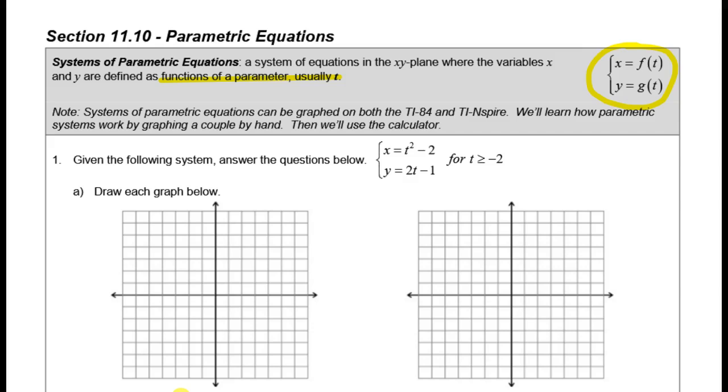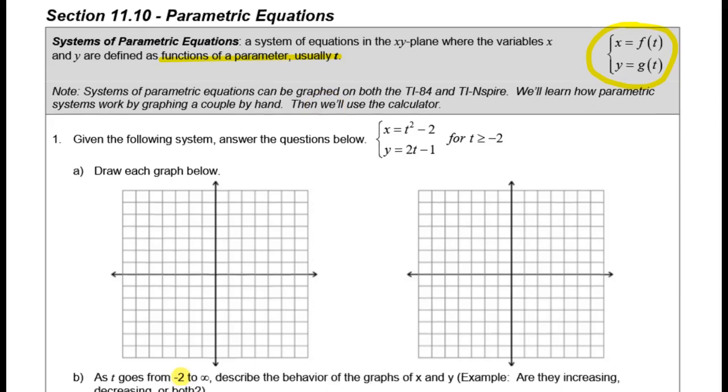Okay, quick note. Systems of parametric equations can be graphed on both the TI-84 and the TI-Nspire. Of course, I prefer the Nspire. I'll show you how to do that here in a little bit. The 84, I'll just tell you how to do it and give you a couple warnings. We'll learn how parametric systems work by graphing a couple by hand. Then we'll go ahead and use the calculator to see how it works.